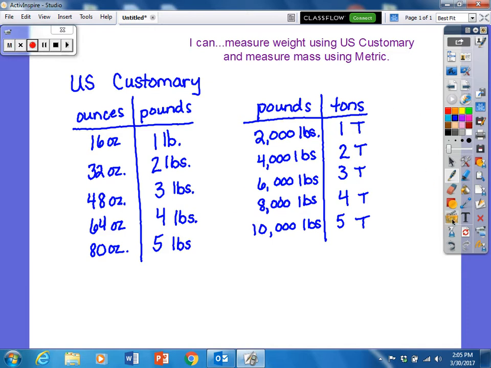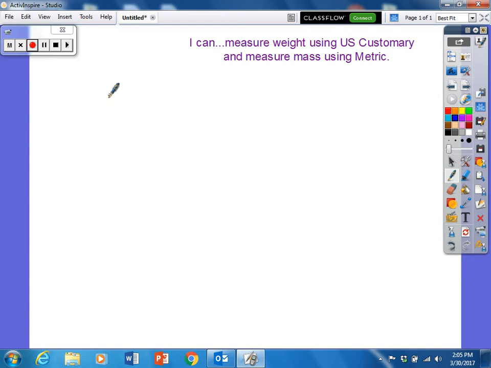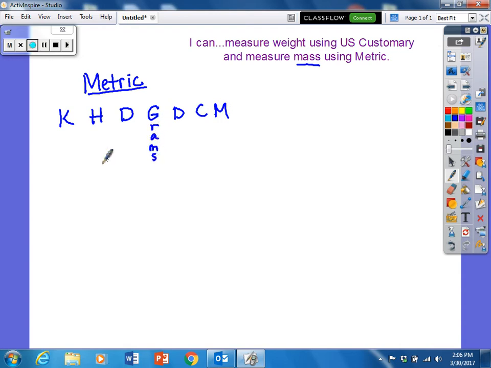Now we're going to move on to metric system. And in 4th grade, we only have to learn 2 conversions of metric, but we already have a leg up because we've done length. And in length, we had King Henry died, Mom didn't care much. Well, in metric for mass, we have King Henry died, Grandma didn't care much. Grandma stands for grams, and the K stands for kilograms.